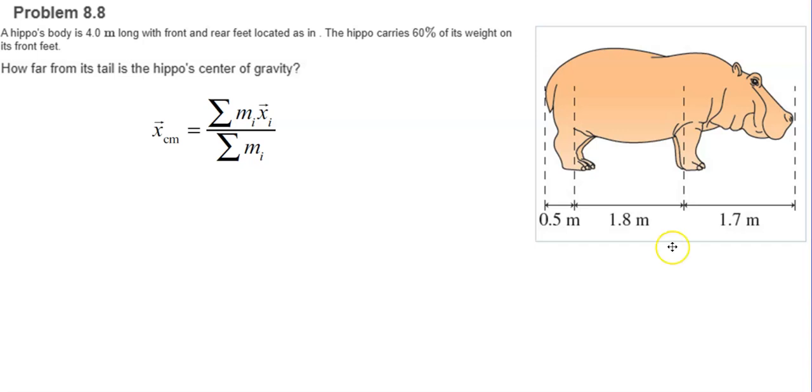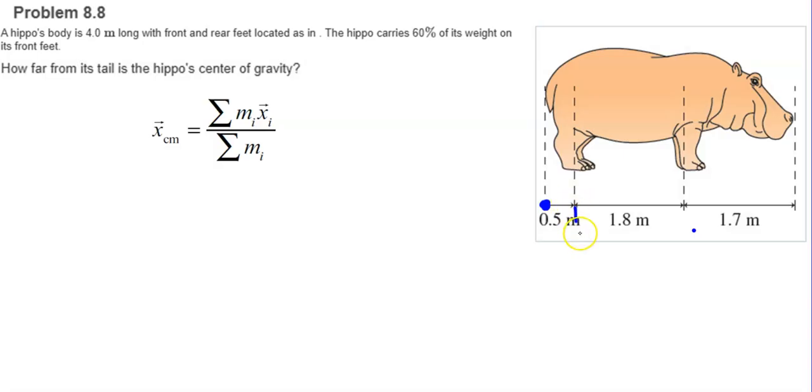So what I'm going to do is pick the tail of the hippo as the 0 point for our analysis, and that will give me, whenever I find the center of mass of the hippo, which is the same as the center of gravity, the answer in terms of what they want.